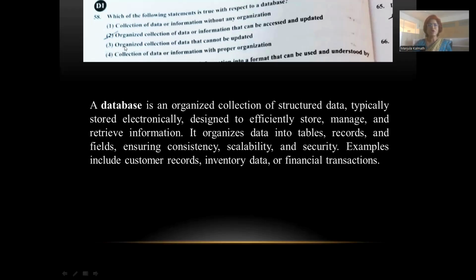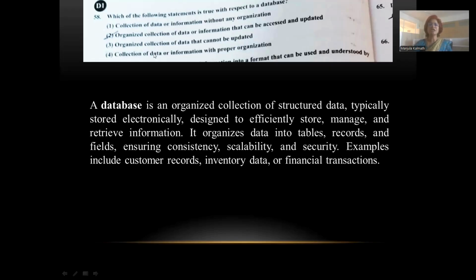Then next we have an organized collection of the data that cannot be updated. It will be updated frequently. Once we have created the data table related to some information, that table we can modify as per the requirement with the right authority as well as authentication.